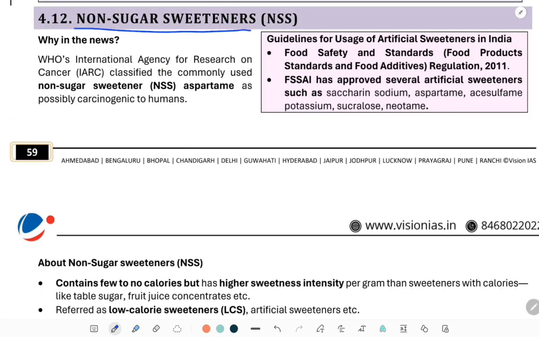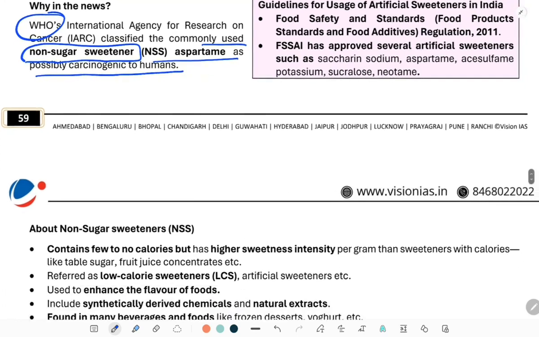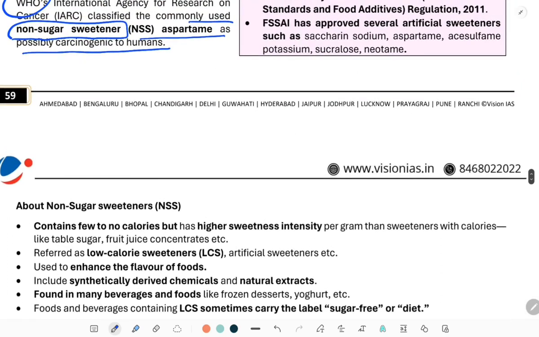Next, non-sugar sweeteners. Recently, WHO's International Agency for Research on Cancer classified the commonly used non-sugar sweetener aspartame as possibly carcinogenic to humans. We'll see about these non-sugar sweeteners.